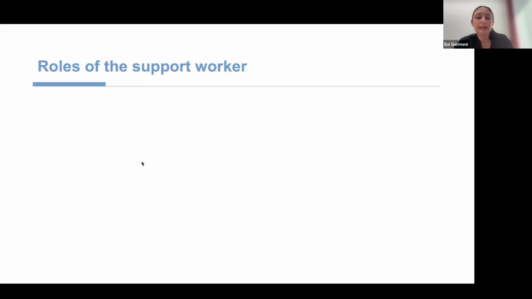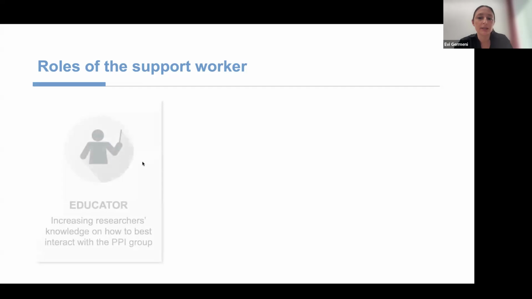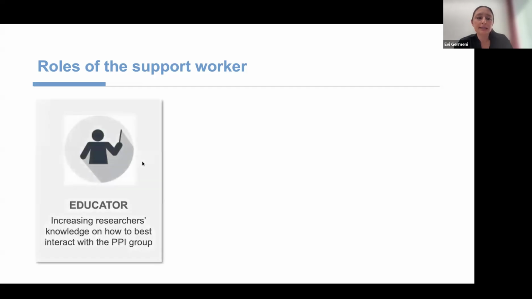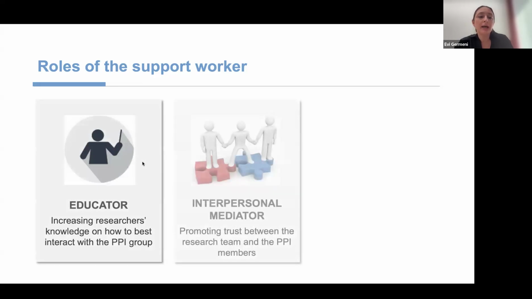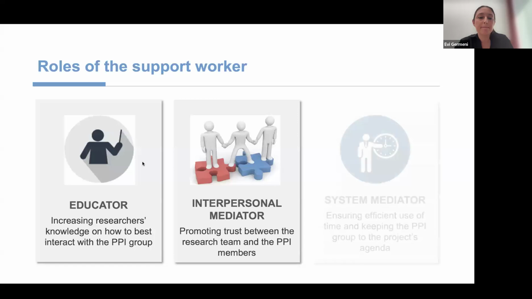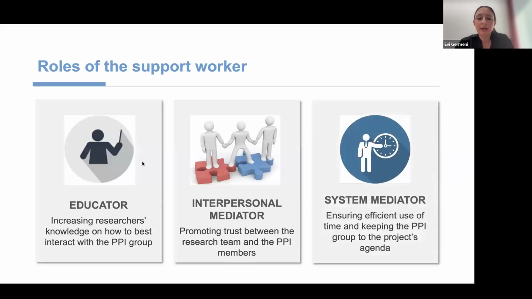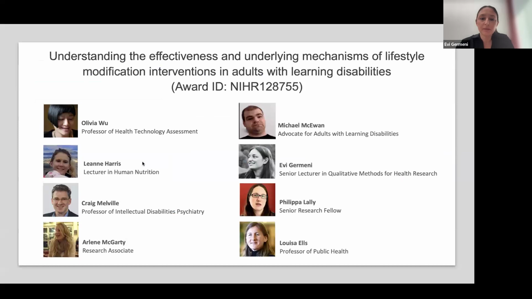As I already described, PPI in our case was mediated by a support worker who assumed various, often conflicting roles throughout the project. Educator, increasing researchers' knowledge on how to best interact with the PPI group. Interpersonal mediator, promoting trust between the research team and the PPI members. As well as system mediator, ensuring efficient use of time and keeping the PPI group to the project's agenda.